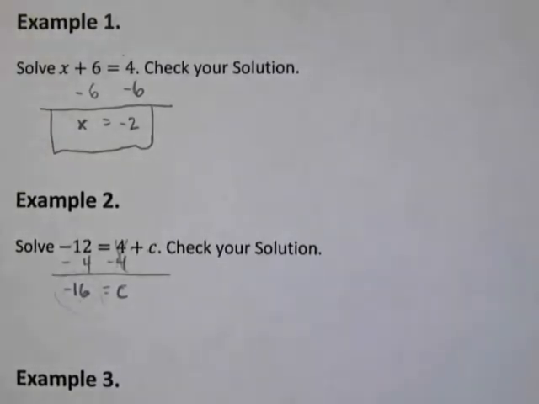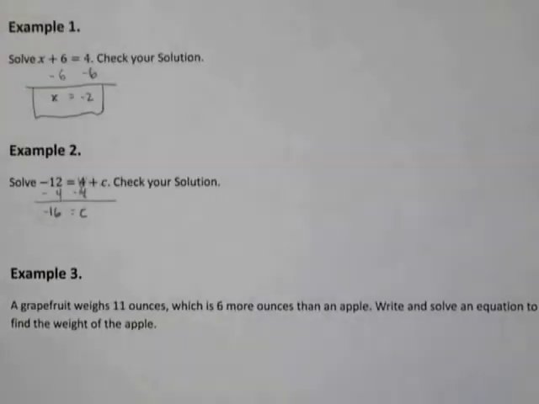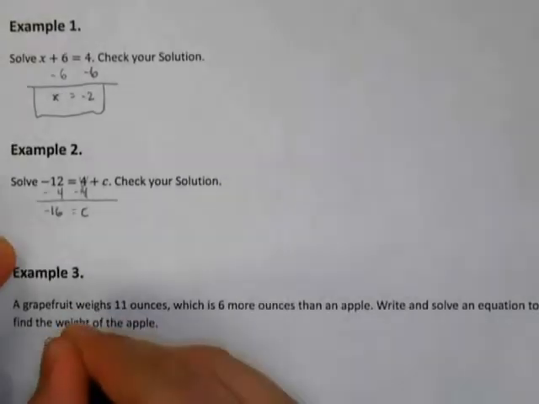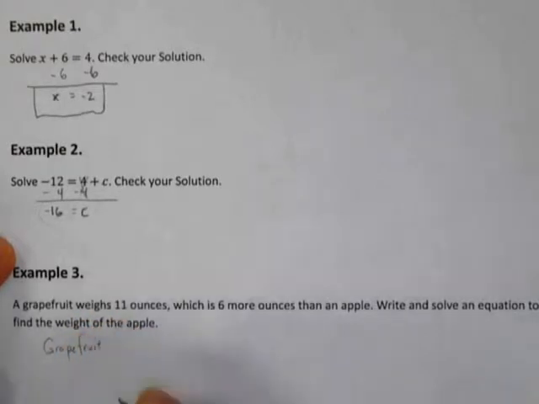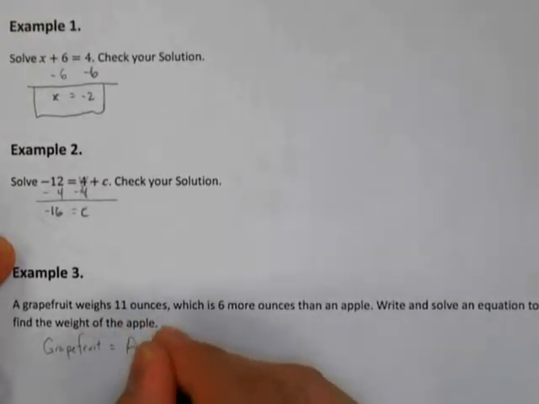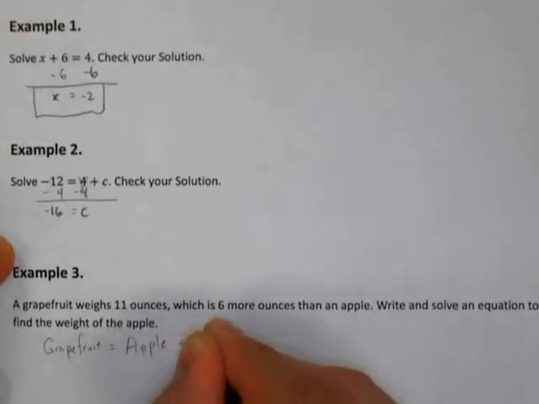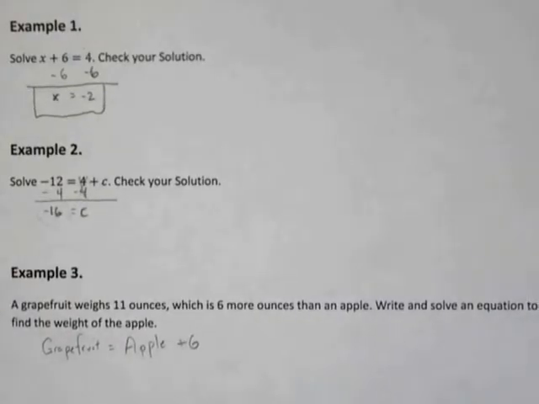Let's do one last example. I'm going to read example 3. It says a grapefruit weighs 11 ounces, which is 6 more ounces than an apple. Write and solve an equation to find the weight of an apple. So we know that a grapefruit is 11 ounces, and that is 6 more than an apple. So an apple plus 6 will give us the 11 ounces for a grapefruit.